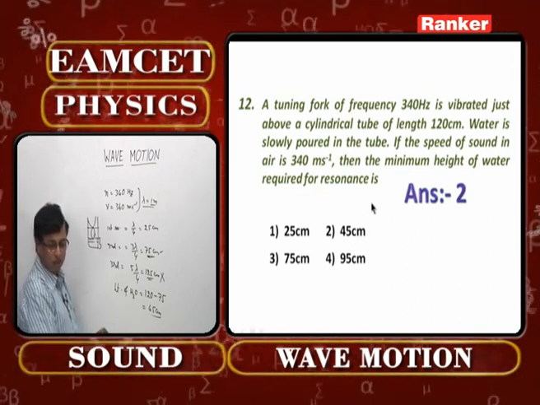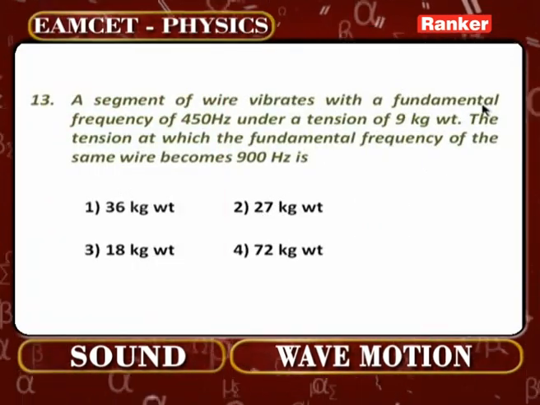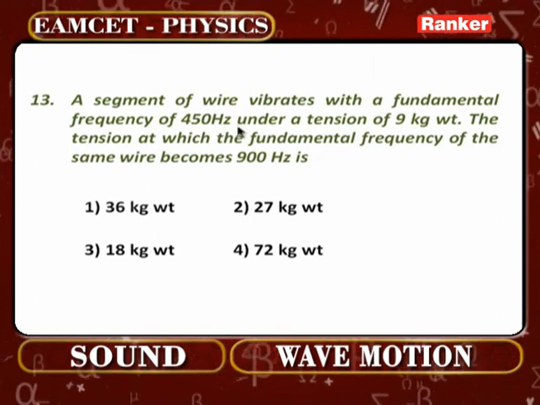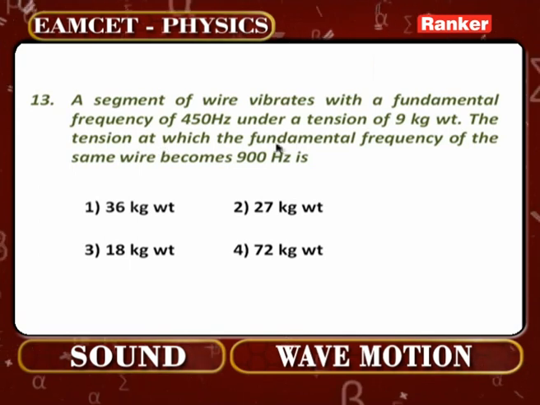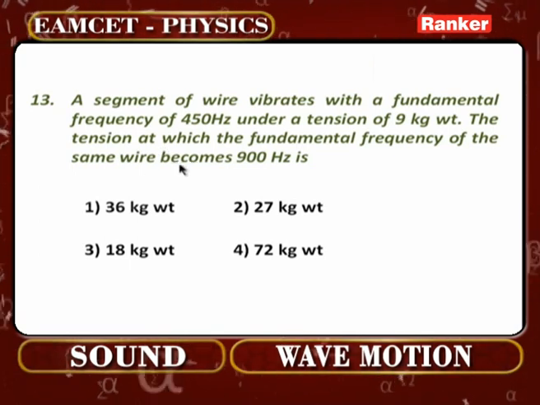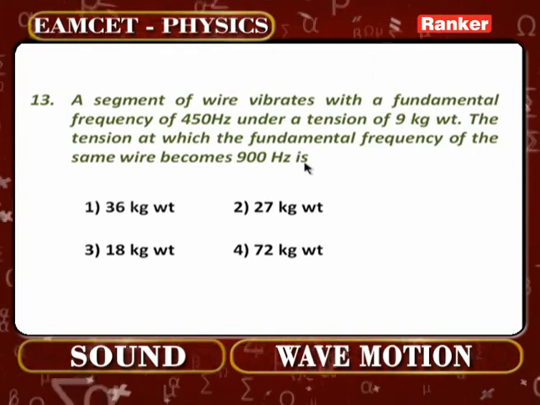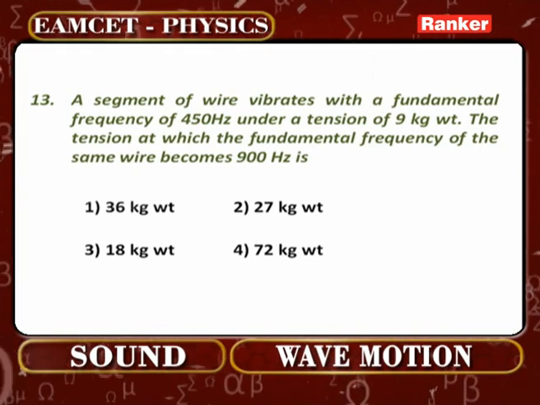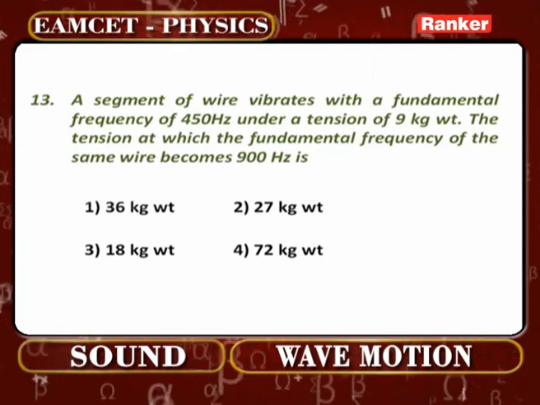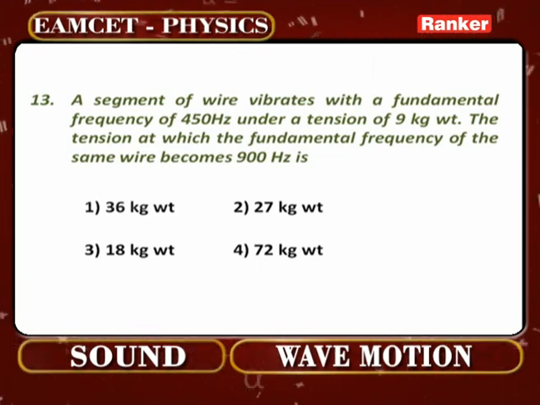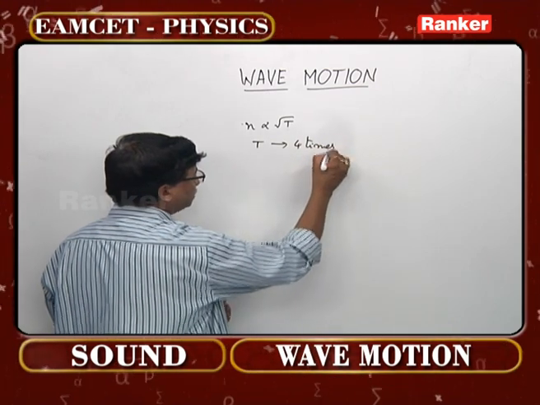Okay, check the next number. Question number 13. A segment of wire vibrates with a fundamental frequency of 450 Hz under a tension of 9 kg weight. The tension at which the fundamental frequency of the same wire becomes 900? Very simple question. 450 is given as initial and 900 is given as final. So definitely you can understand n is proportional to root T. Now n is to be doubled, which means tension should become 4 times. So 4 times the initial value.